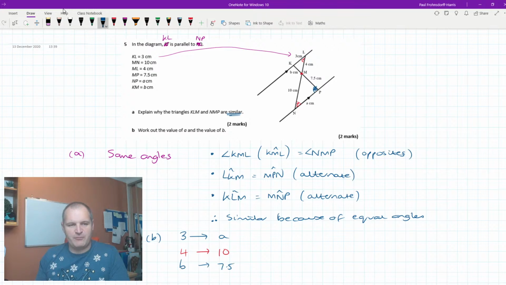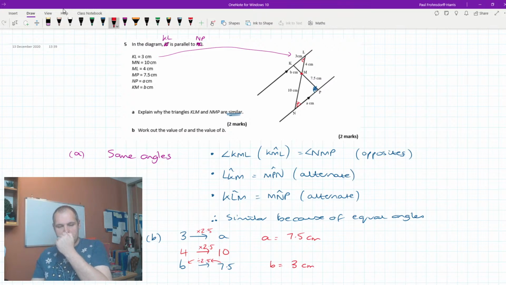And so this red bit is the bit we're going to need to use. 4, I think, has been times by 2.5. So this needs to be times by 2.5. And this needs to be divided by 2.5 because we're going backwards. We want to go this way. So that's why A is 7.5 centimetres. And that's why B equals 3 centimetres. Because in order to work those out, you have to use the scale factors.